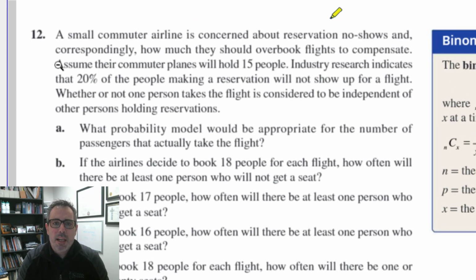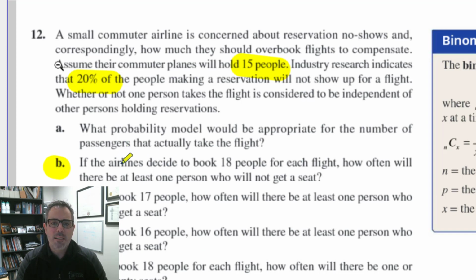Here we're talking about an airline that has planes that hold 15 people. But they realize that when they sell tickets, 20% of the people are not going to show up. So they don't want to send a plane out with empty seats. So they overbook flights. They overbook them because they know that there is a chance that people won't show up. And it's going to be some sort of risk-reward kind of comparison. And I'm sure they did a lot of studies to figure this out. But we're going to take a look at this problem right here.